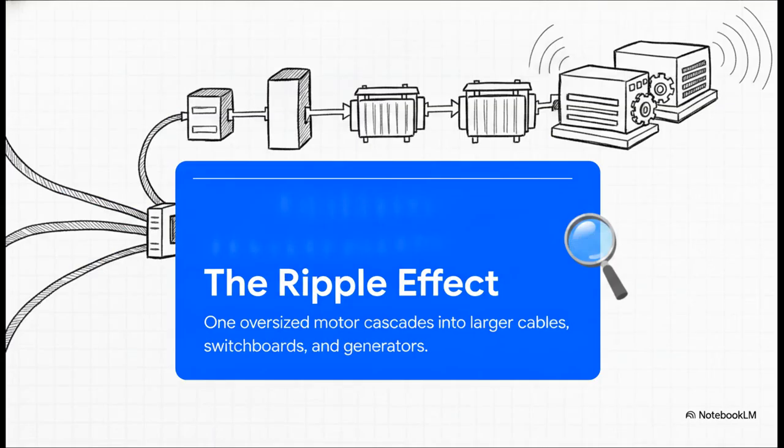Let's move on and see how this builds into what I like to call the ripple effect. You see, one single motor calculation doesn't just live in a vacuum. Because we sized that pump motor to 110 kilowatts instead of 90, the cables feeding it have to be larger to handle the extra current. The motor control center has to be rated higher. The transformers feeding the switchboard must be upsized. And ultimately, those massive generators powering the entire platform, they must be large enough to handle this compounded margin load. It spreads like wildfire through the whole design.